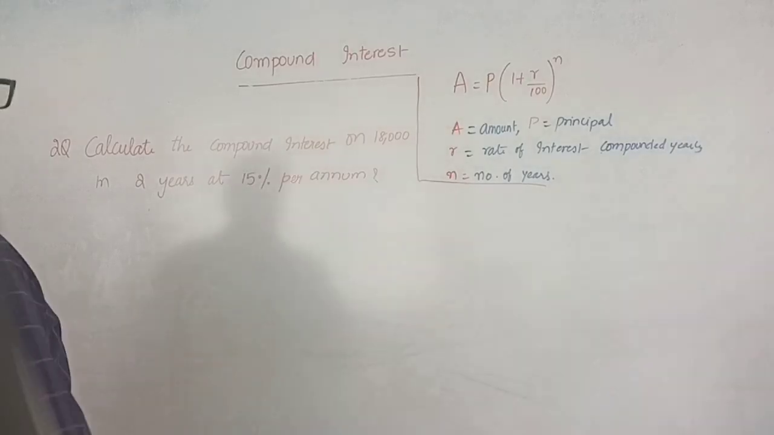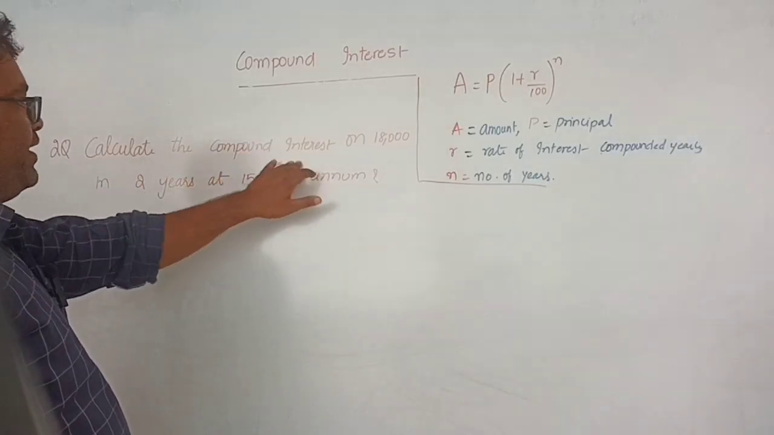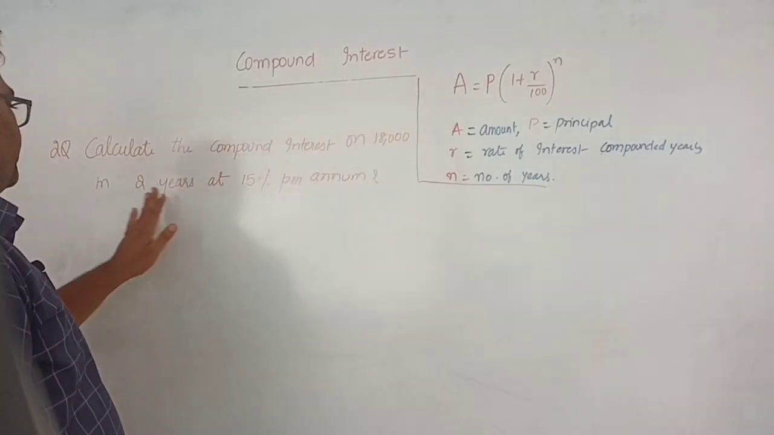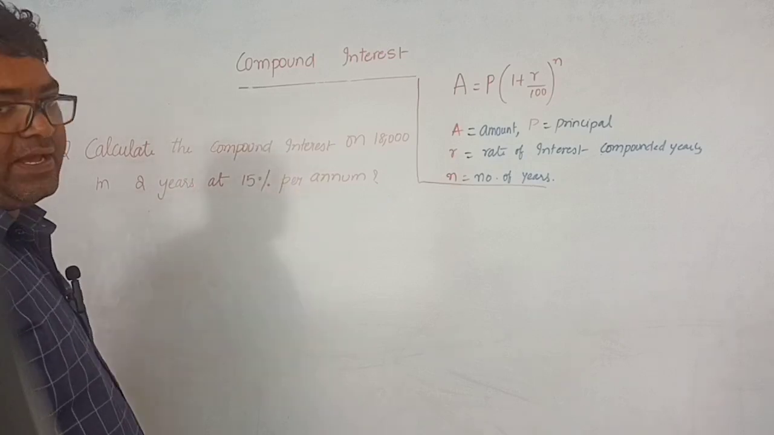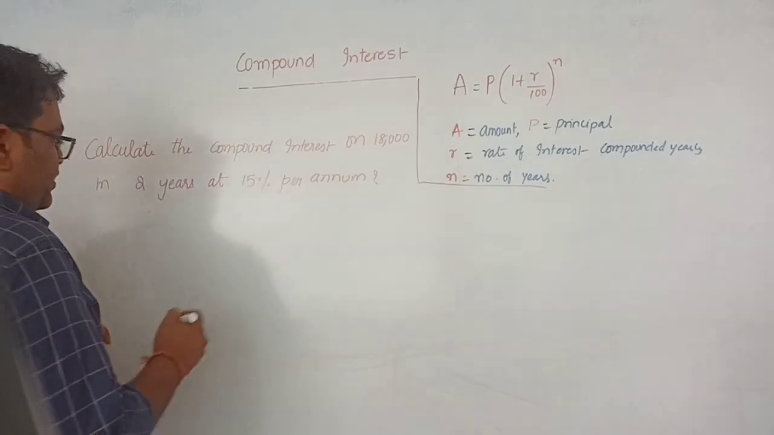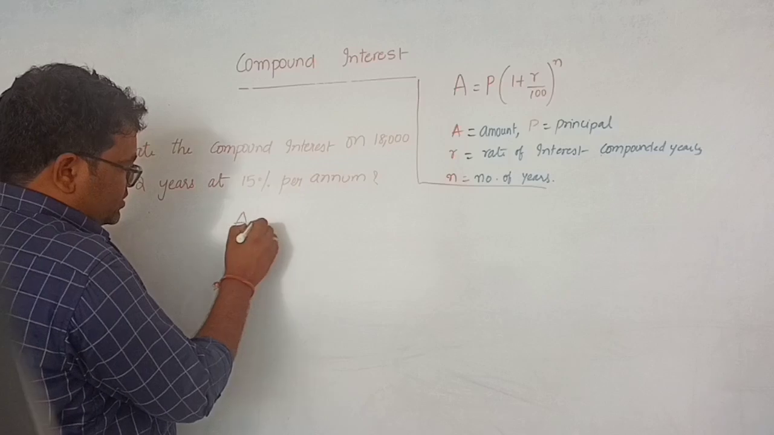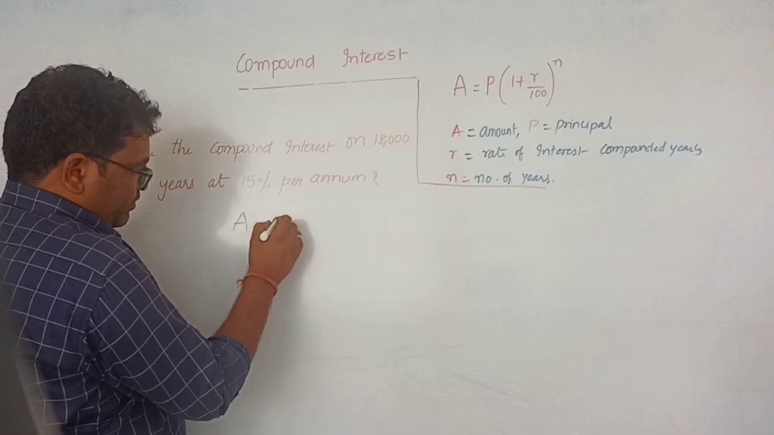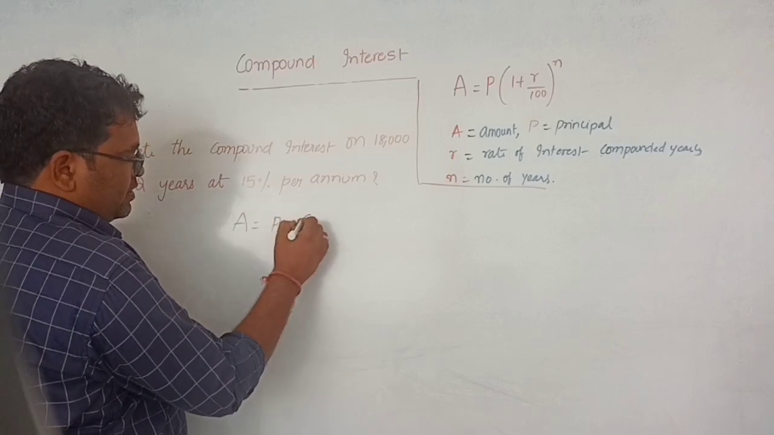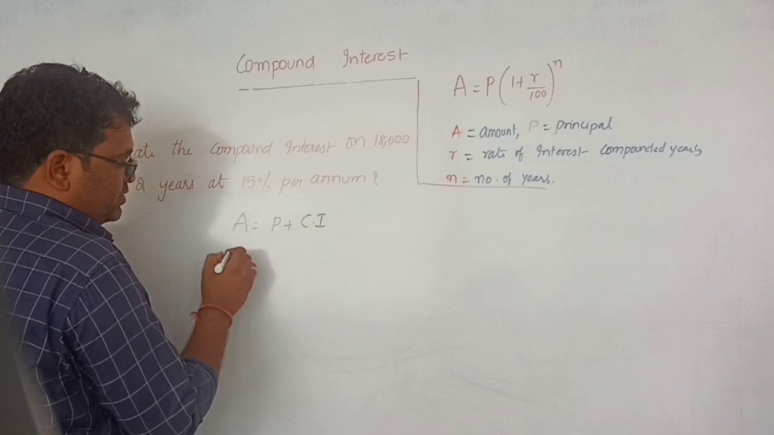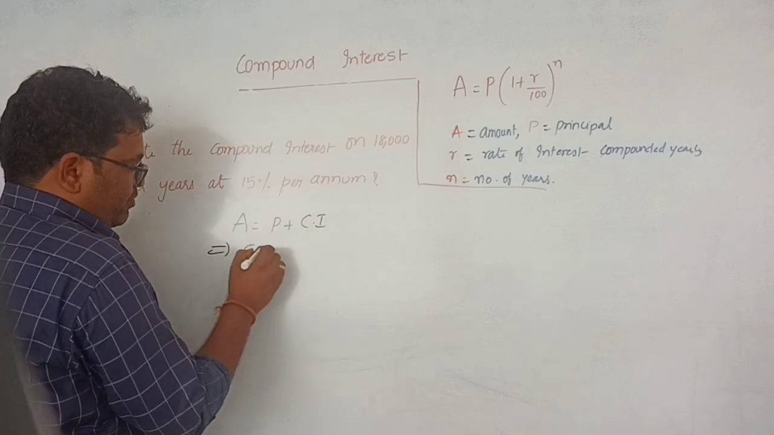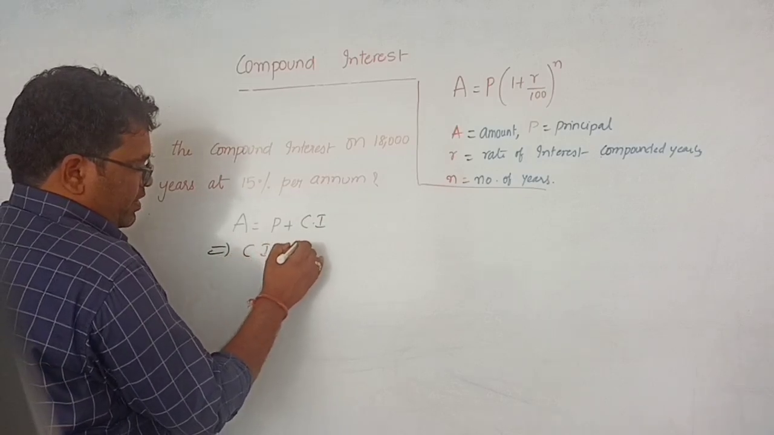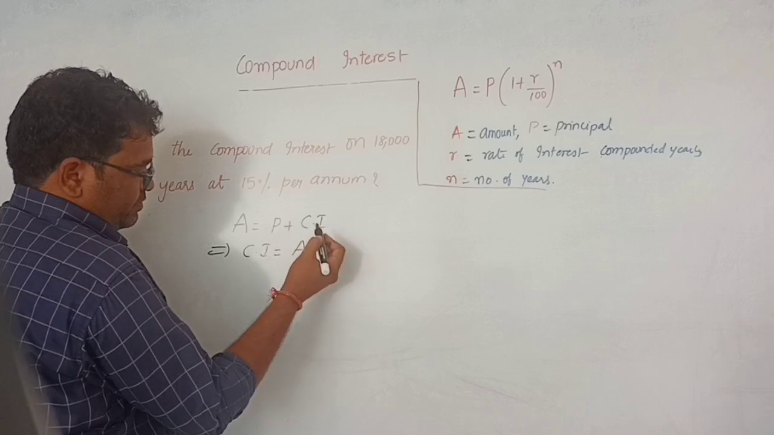Calculate the compound interest on 18,000 in 2 years at 15%. We know that amount is equal to principal amount plus compound interest. That means compound interest is equal to A minus P.